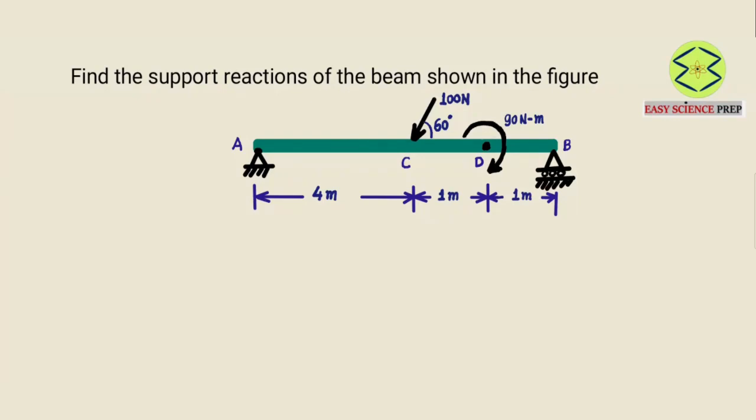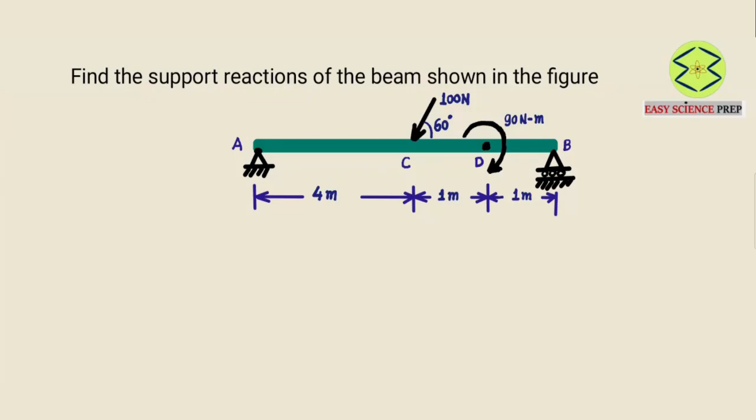In addition to that, we have a moment acting at point D, and the magnitude of the moment is 90 Newton meter. So we want to find the support reactions at point A and point B. As we know, point A is going to have two reactions because it is a hinge support. So you will have a vertical reaction at point A as well as a horizontal reaction at point A, while point B will have only a vertical reaction because it is a roller support.